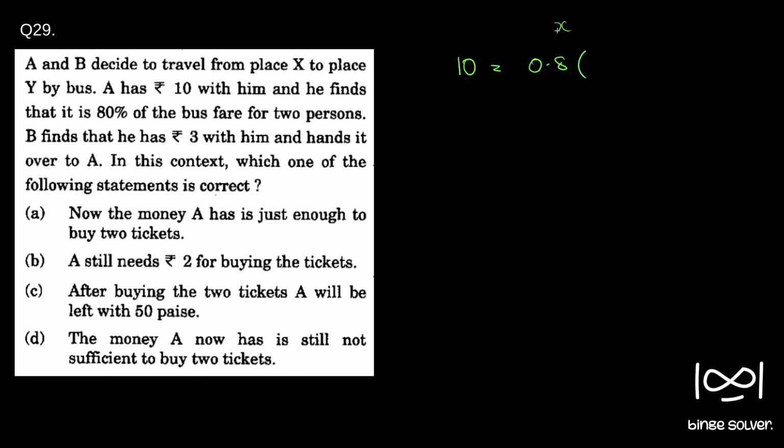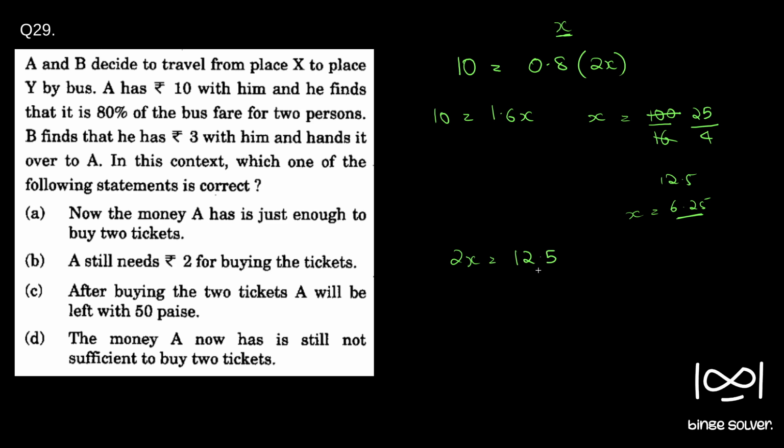Let's say x is the bus fare for one person. So 80% of 2x, we have 10 is equal to 1.6x. So from this we can find x, or 10 by 1.6, or we can write 100 by 16. You divide by 4, we have 25 by 4, which is 25 by 2 is 12.5, and 12.5 by 2 is 6.25. So we get 6.25 as x.